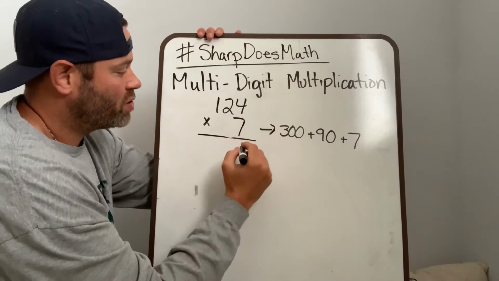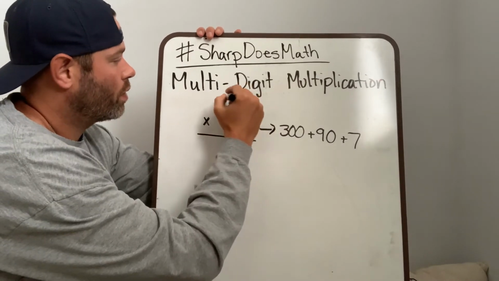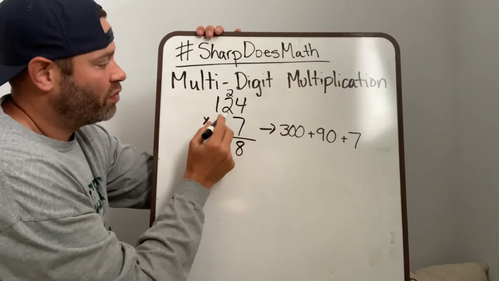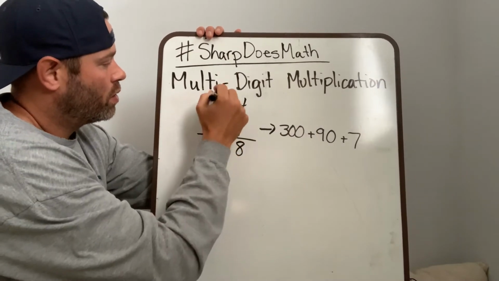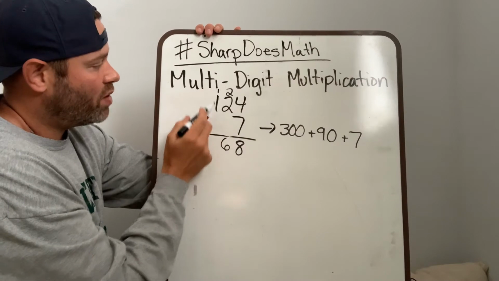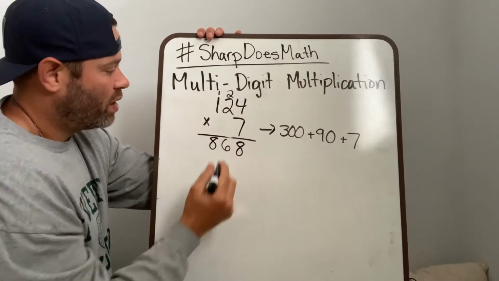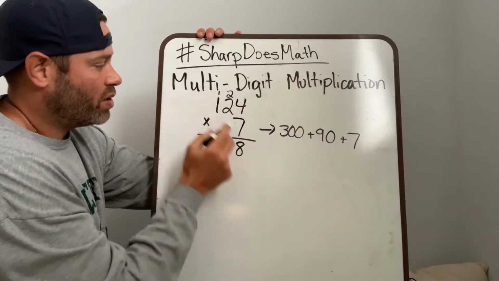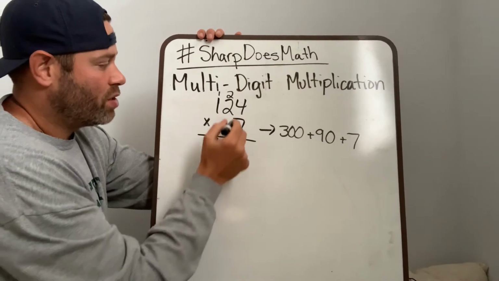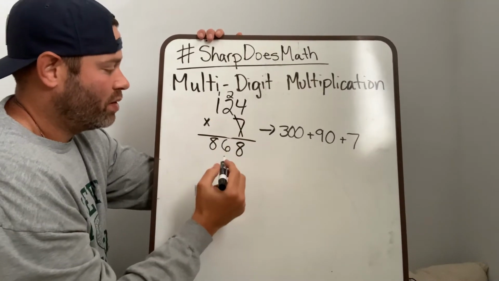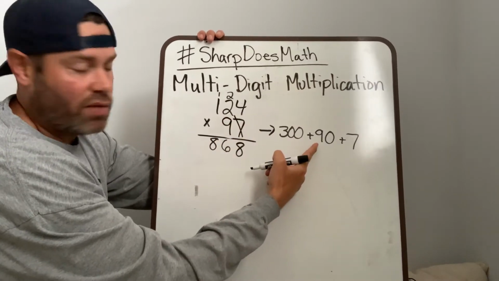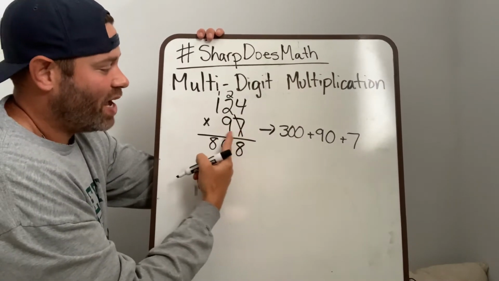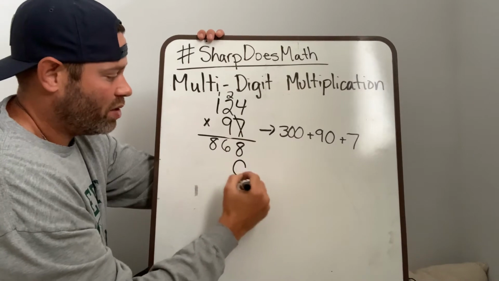7 times 4 is 28. 7 times 2 is 14, plus 2 is 16. 7 times 1 is 7, plus 1 is 8. There's nothing left to multiply by here. So I'm going to cross off that 7. And I'm going to put this 9 back in, that 9 from right there. So now it's 90. So I'm going to put my 0 down here.